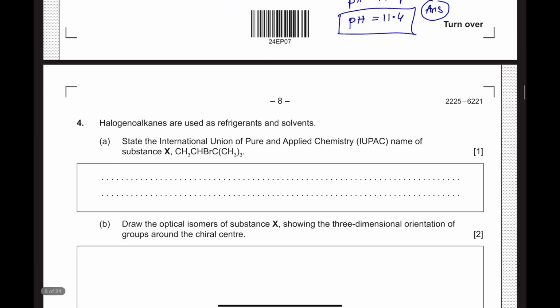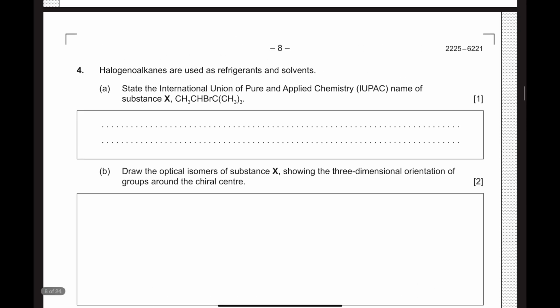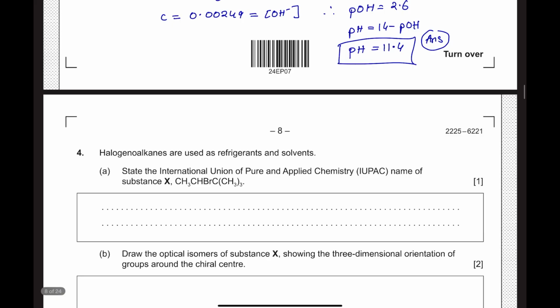Moving to the next question. Halogenoalkanes are used as refrigerants and solvents. You have to write the IUPAC name of this given halogenoalkane, right? So first I'll draw the structure. Now we have to first identify the longest chain. So this is the longest chain. This longest chain has 4 carbon atoms.